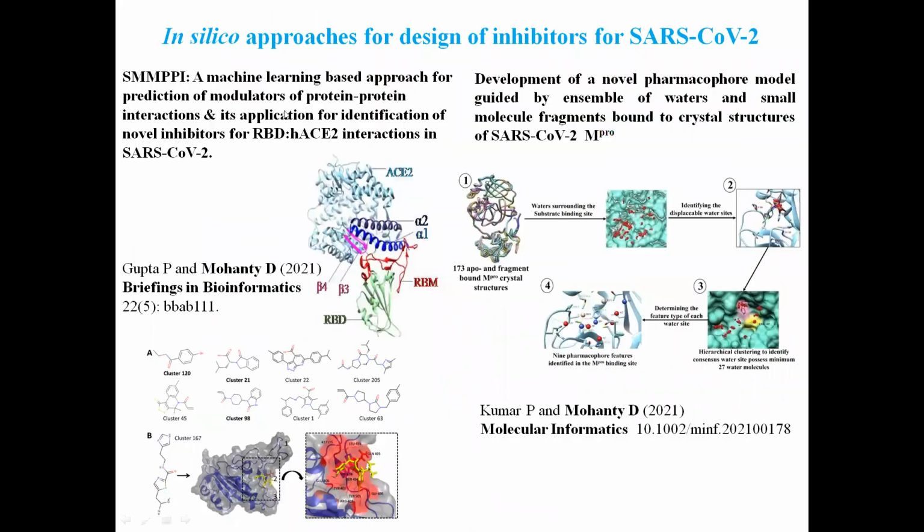So what I will talk about is essentially this work. We have done a machine learning based approach to design inhibitors which can probably block the interaction between RBD and ACE2. This is the work which I will explain. In contrast to that, we have also tried certain pharmacophore based methods, but I won't talk about this. I will mostly talk about the left part of this slide.